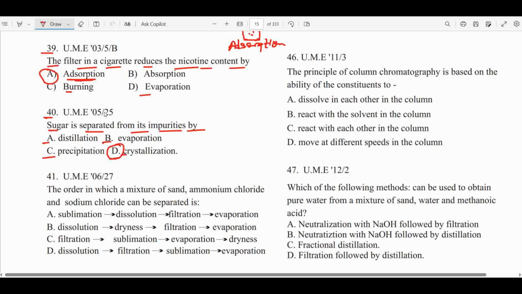For you to appreciate this question, you must understand the different steps that are involved in the purification of sugar. It begins with the extraction of the juice from the sugar cane, and then you concentrate the juice to a syrup by the process of evaporation, then the crystallization of the sugar from the syrup, and finally the separation and drying of the crystals. That is the process of crystallization. So, question 41.